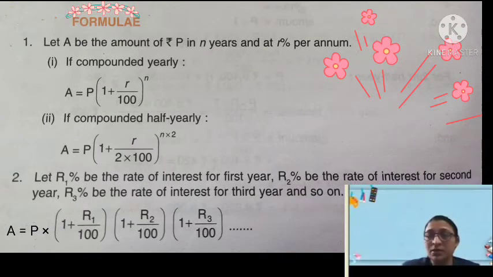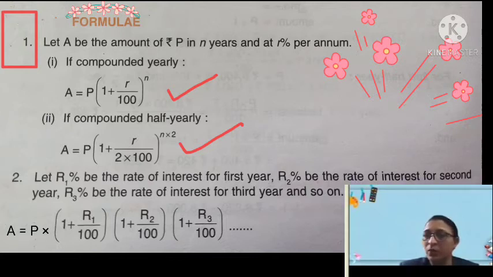Dear students, let us learn some formulae related to compound interest. Let A be the amount of rupees P in n years at R% rate per annum. If compounded yearly, amount is equal to principal into bracket 1 plus R upon 100 bracket complete to the power n. If compounded half yearly, then amount is equal to principal into in the bracket 1 plus R upon 2 into 100 bracket complete to the power n multiplied by 2.